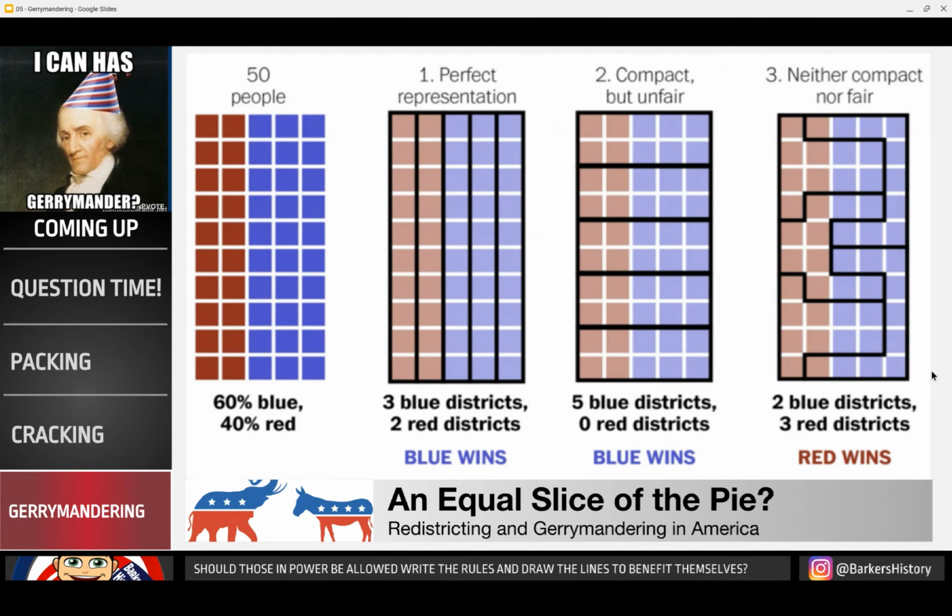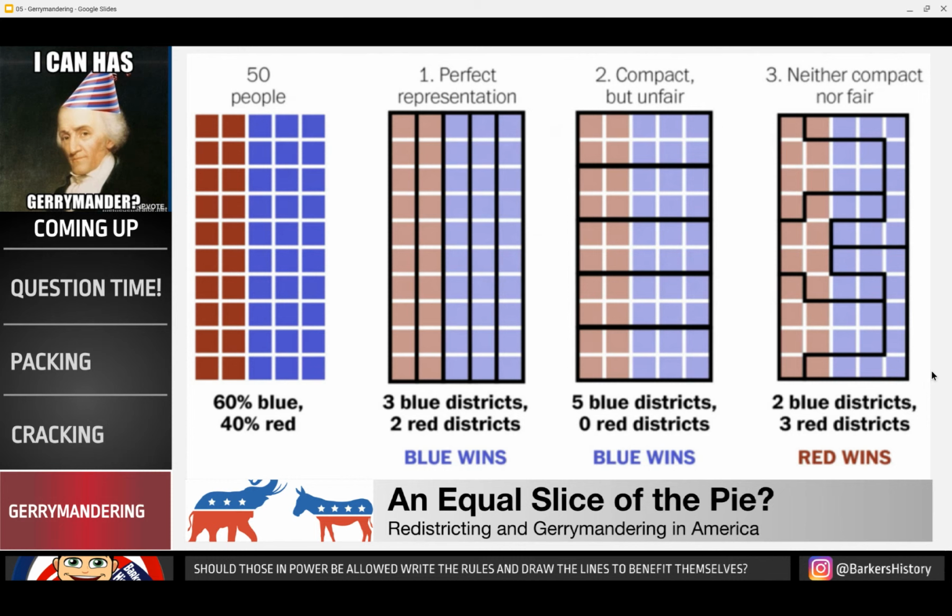Right now, in perfect representation, you would divide them up where they're kind of all in their own districts, right? And so then, as a result, there'd be 3 blue districts, and then there would be 2 red districts, right? That's a proportional, perfect representation of the people who live in your area, right? But let's say you want the blue team to win. And so what you're going to do is you're going to pack a district, right? So you're going to kind of compact people into one place, right?